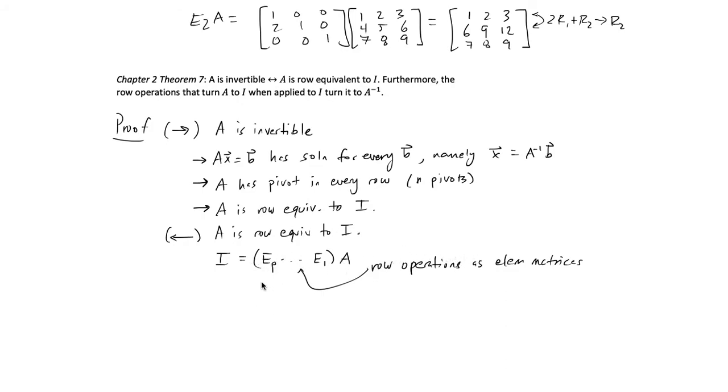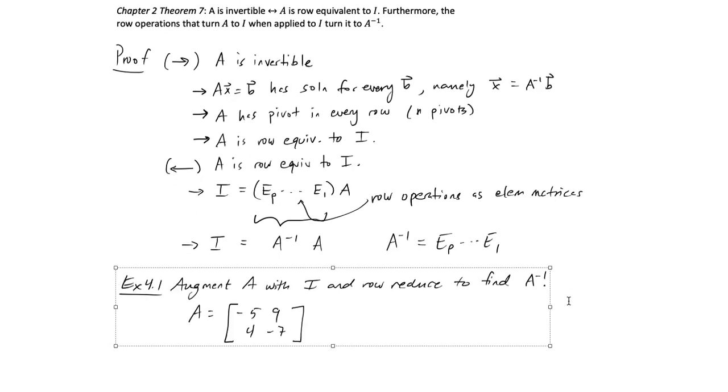And now what's cool is that this sequence, if we multiply all that out, this is going to be our A inverse. We'll call A inverse Ep through E1, the product of those elementary matrices. And we're done.